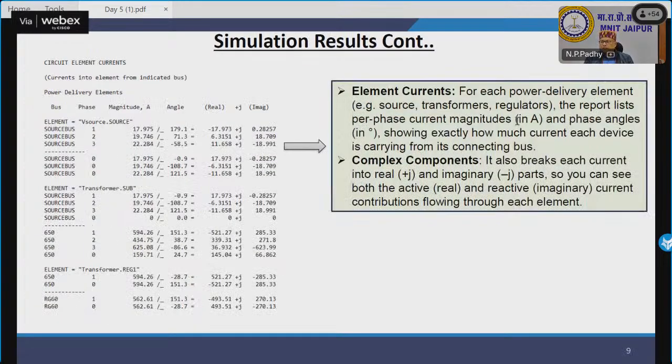And now we can go to circuit element currents. Someone is interested to know the current and angle. So, element currents for each power delivery element, for example source, transformer, regulator. The report lists per phase current magnitude in amperes and phase angle in degrees, showing exactly how much current each device is carrying from its connecting bus. Okay, current flow to each and every device can be calculated. It also breaks each component into real and imaginary parts, so you can see both active and reactive current contribution flowing to each element of the system.